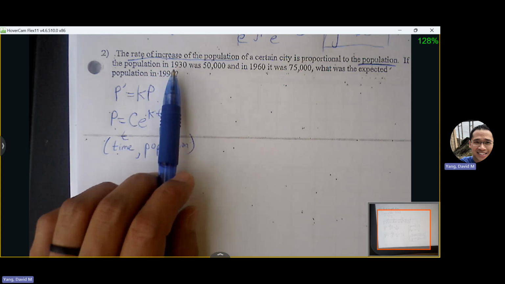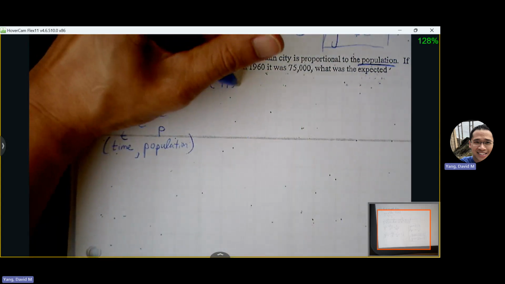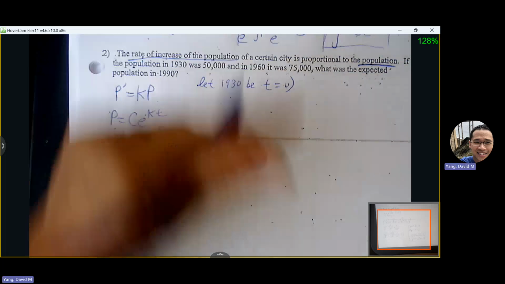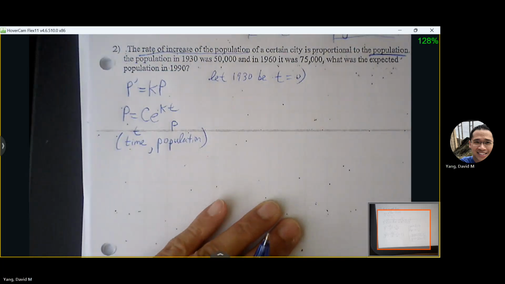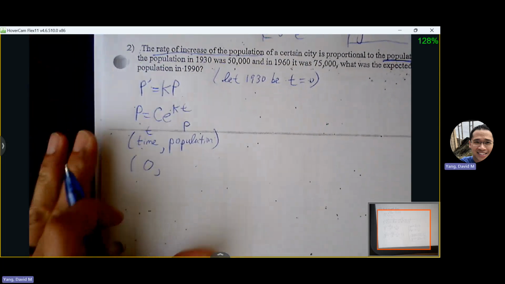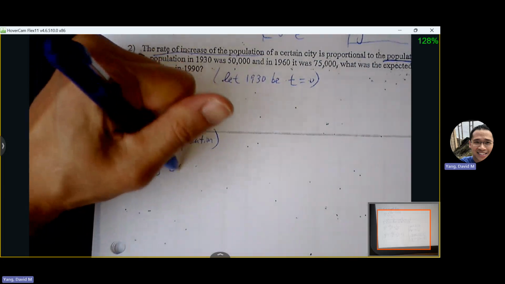Like that, that's the earliest year we see, right? So we'll let 1930 be t equals zero. So that means in 1930, year zero, what's our population? 50,000. So I'm going to create a bunch of ordered pairs here.